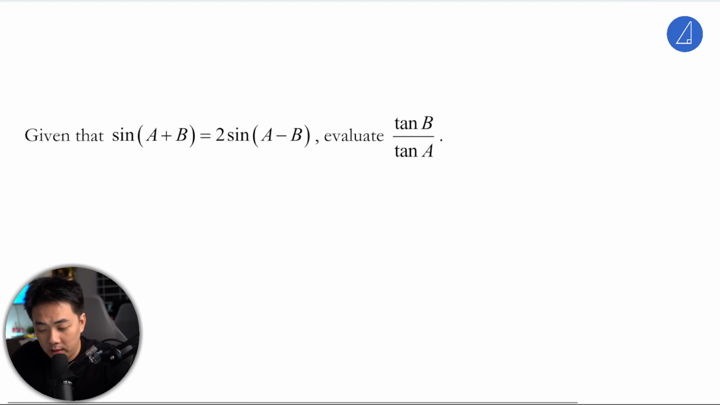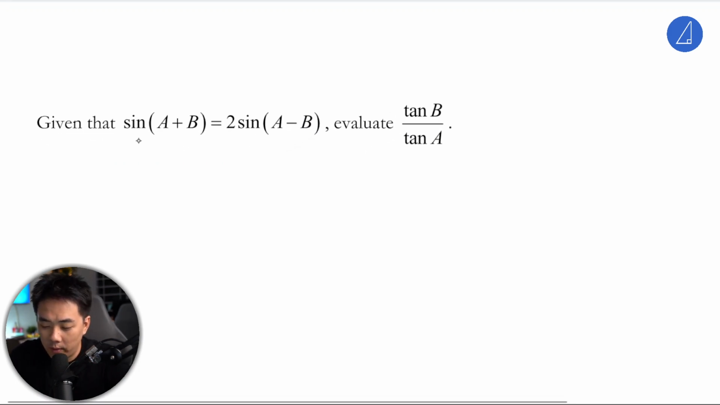Alright, students, let's look at this question here, which is on trigo identities. So let's say I can do this proficiently. We're given that sine(A plus B) is equal to 2 sine(A minus B). Evaluate tangent B over tangent A. I think that's pretty okay.